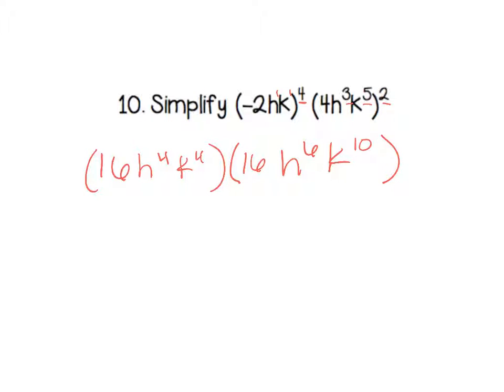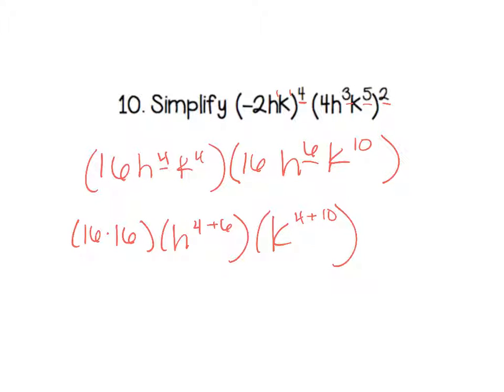Now we will multiply them by each other. So we'll have 16 times 16, and then we'll have h to the 4th power plus 6, because we're adding our exponents here. And then we'll have k to the 4th power plus 10. And that will be simplified as 256 h to the 10th power, k to the 14th power.